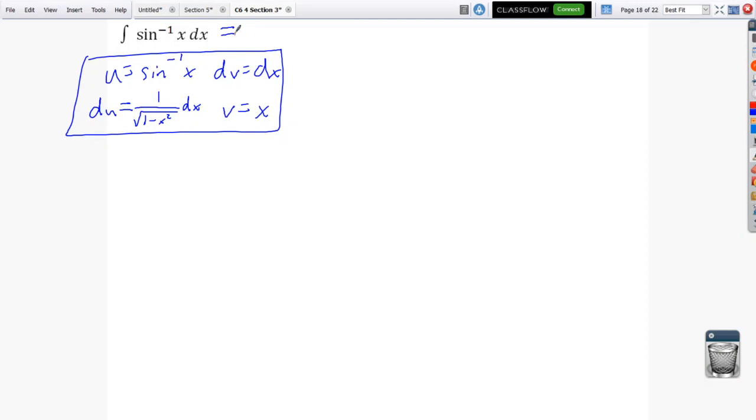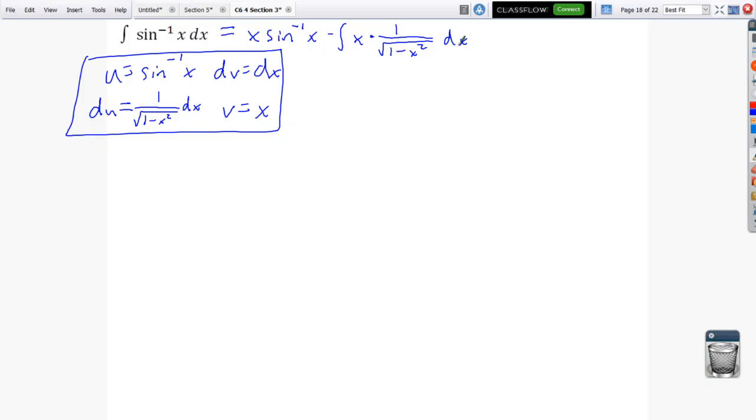Equals uv. I'm going to rearrange it just to make it easier for me to see. I'm going to put it as vu. I hope you don't hate me for that one. x arcsine of x minus the integral of v du, v being x, times 1 over the square root of 1 minus x squared dx.